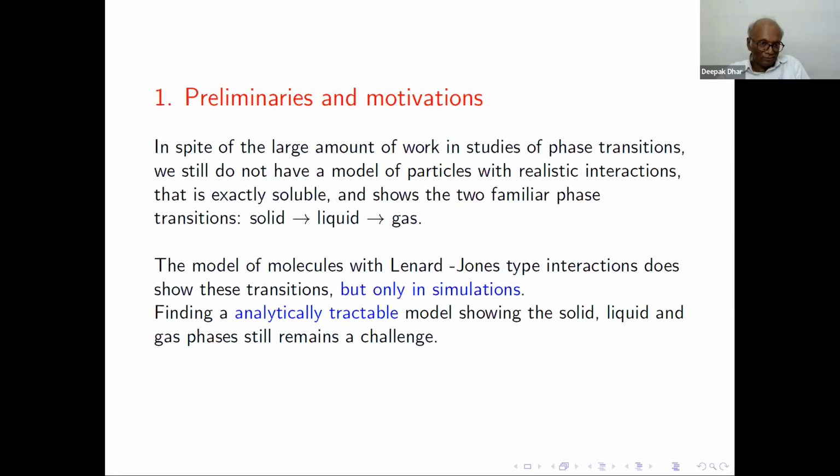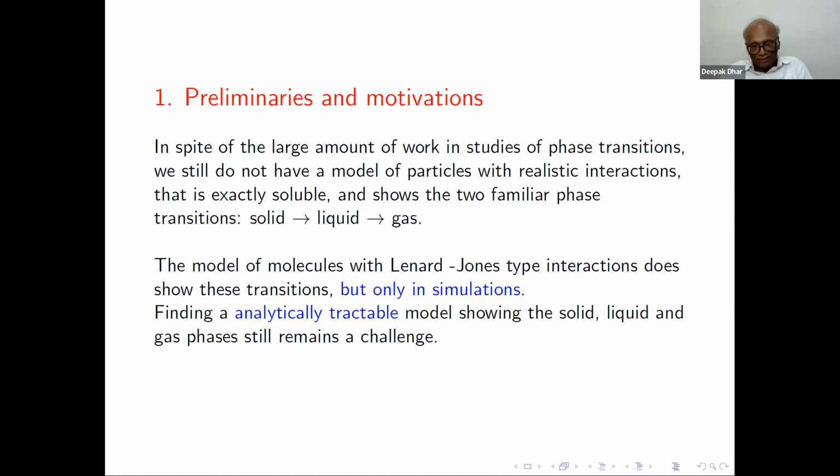So preliminaries. Of course, in the last 200 years, there has been a lot of work done in the study of phase transitions. The prototypical phase transition people think about is solid to liquid to gas, which is ice melts to water to steam. And interestingly, in spite of this very large amount of work on phase transitions, we still don't have a simple model of particles with realistic interactions, which is exactly soluble and shows two phase transitions.